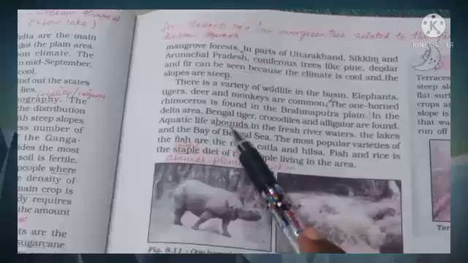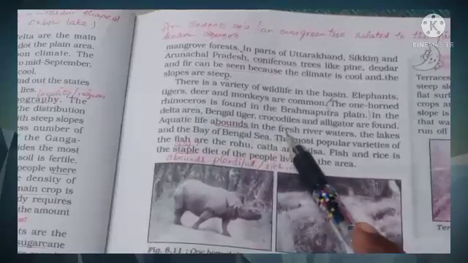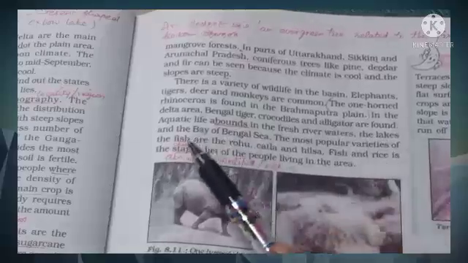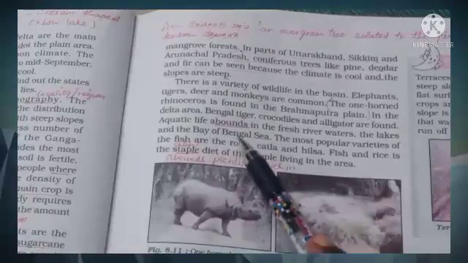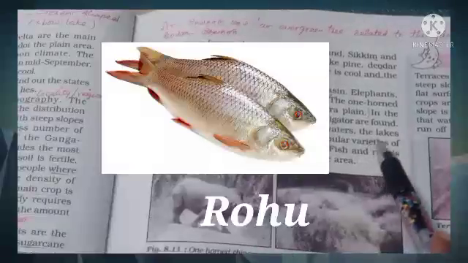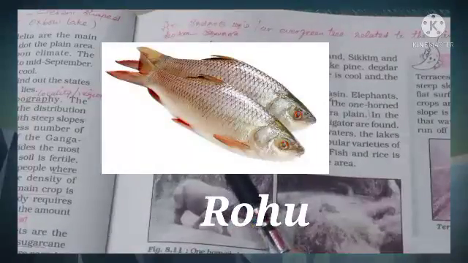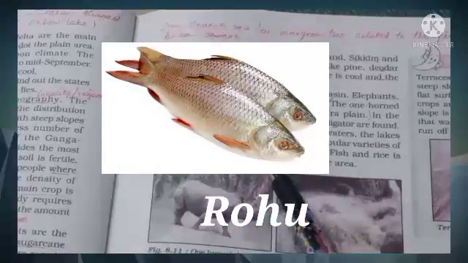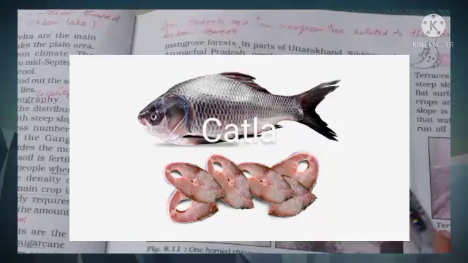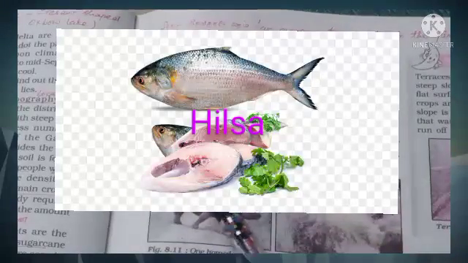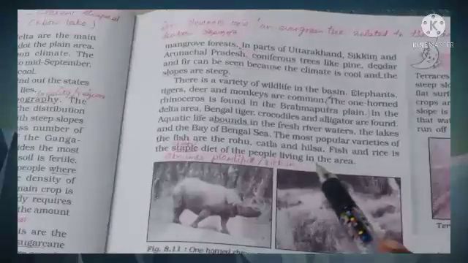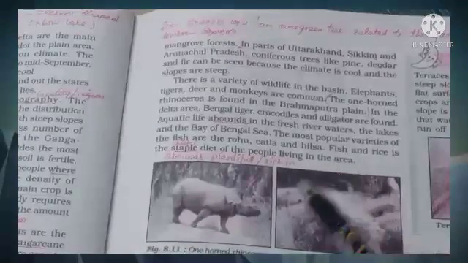Aquatic life abounds in the fresh river waters, the lakes, and the Bay of Bengal Sea. The most popular varieties of fish are the rohu, katla, and hilsa. Fish and rice is the staple diet of the people living in the area.